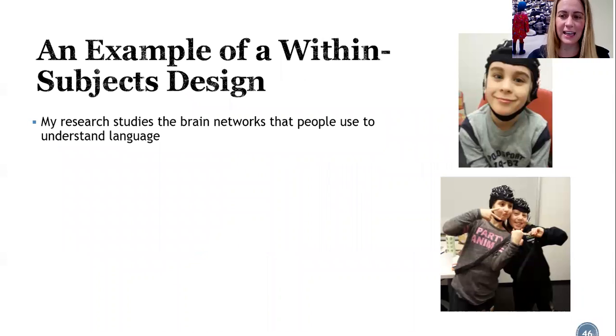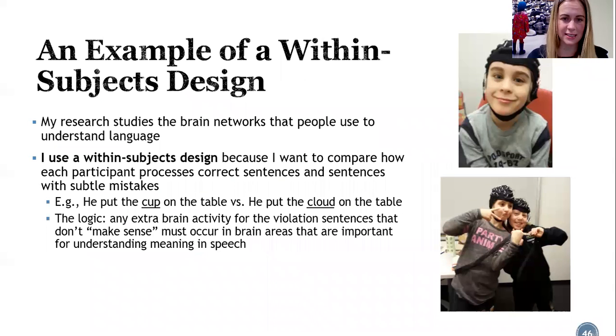I thought I would finally end this by giving you an example of some of the research that I do. In my research, I study the brain networks that people use to understand language. In my research, I use a within subjects design because individual differences is too much of a problem. What I want to do in my research is compare how people process language, and I want to look to see how they process the meaning of language, the grammar of language.